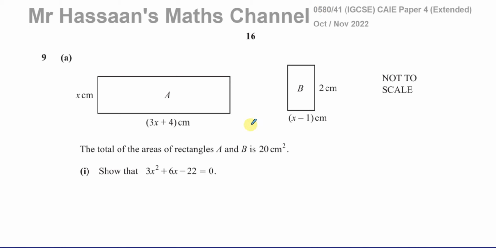This question here is about construction equations. 9 part B is on a separate video, 9 part A is on a separate video, and you can find them both on the playlist.